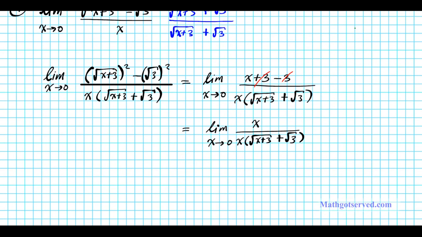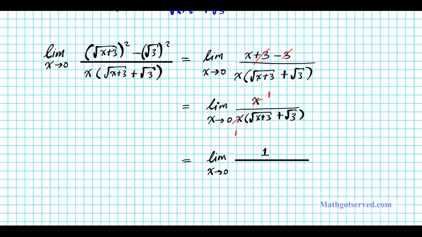Now what do you notice in this resulting expression? You notice that these two x's can divide out. So that tells me that this original x is actually a removable discontinuity situation. So now that we've eliminated that discontinuity, let's hope that we do not have another issue, which is not possible. So we have that taken out, and then we're left with 1 over the square root of x plus 3 plus the square root of 3.